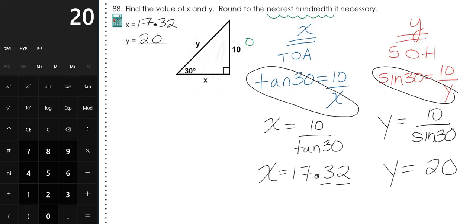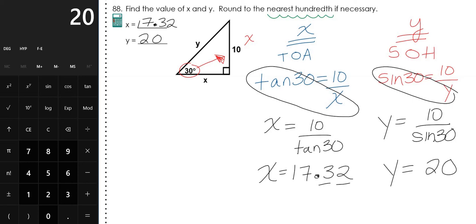I'm going to erase what's here, and I'm going to remind you how you would work with this using the 30-60-90 triangle relationships. So 30-60-90, you start with the 30 degrees. Opposite the 30, we call it x. I know it says x at the bottom, but we refer to it as x, the shortest side.